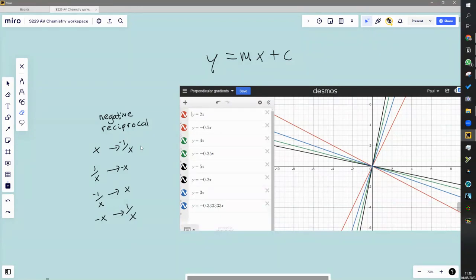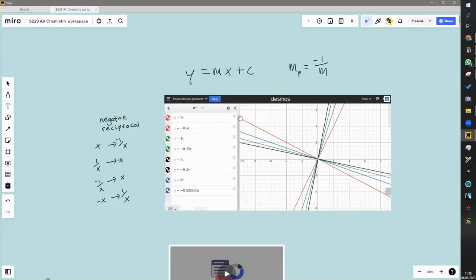The point is that if we're going to do an equation for the perpendicular line, so I will do a subscript here, the gradient of the perpendicular line is always going to be equal to the negative reciprocal of the gradient of the original line. So we can say that the gradient of the perpendicular line is equal to negative 1 over m, where m is the gradient of that line there. And this works either way around, so we'll just apply that to an example just to demonstrate this.